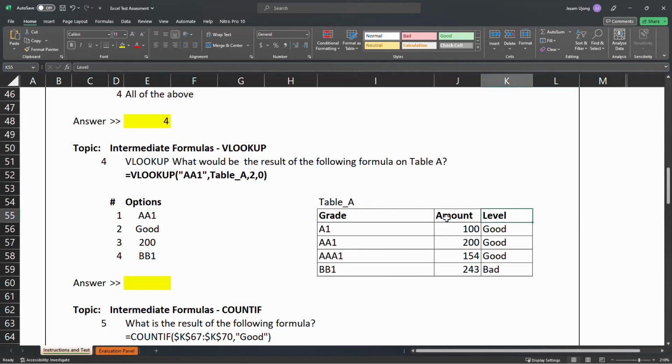In A1 is 200. So which of them is column two? This one? This amount, the amount. Okay. So basically, this is looking for AA1 in this table, starting from the first. Okay, so look for AA1 here and return the corresponding value in column 2. That is this. You didn't talk about the zero.